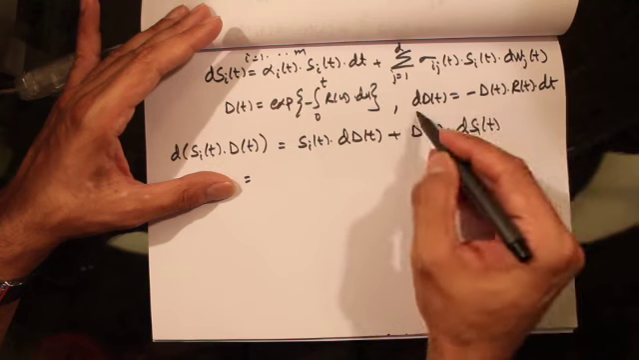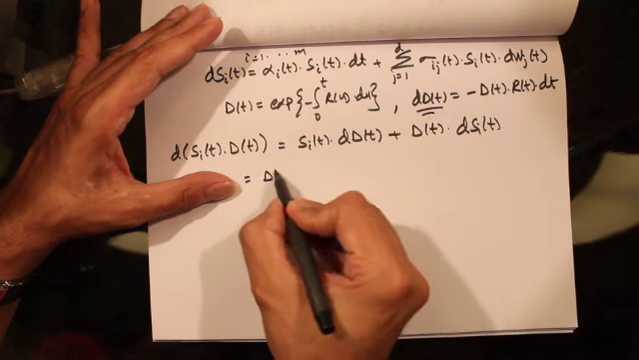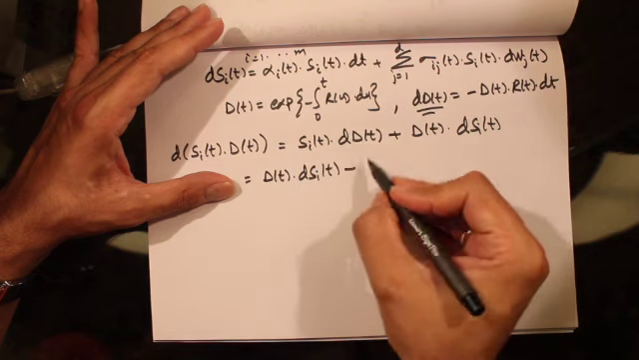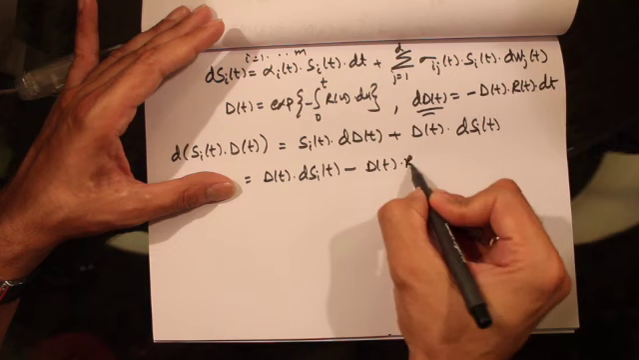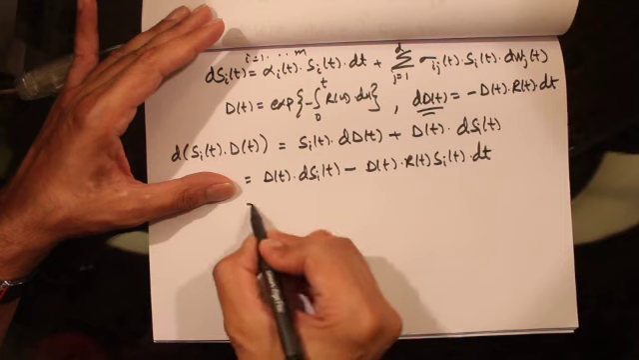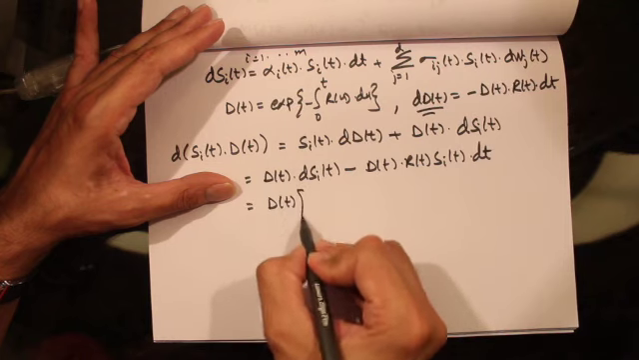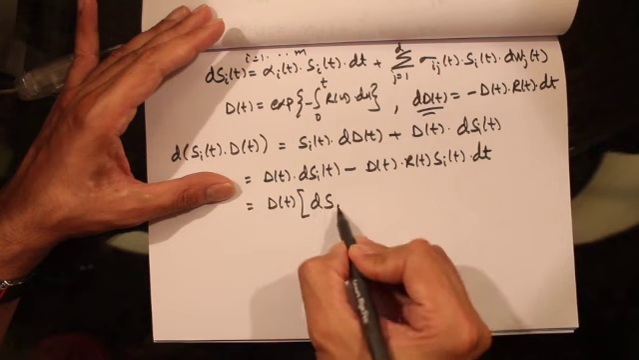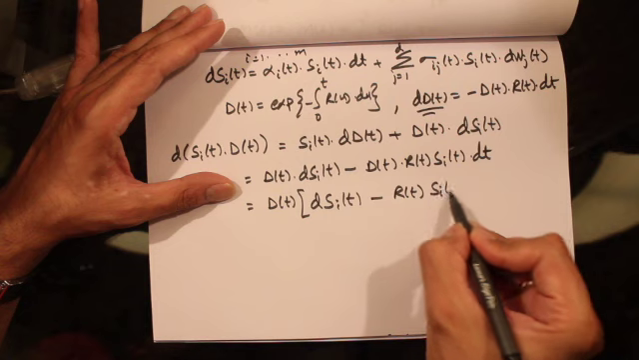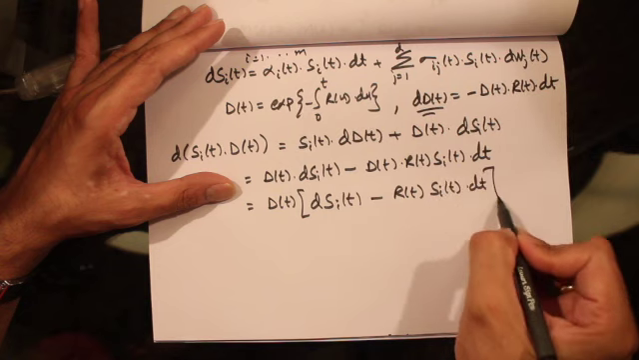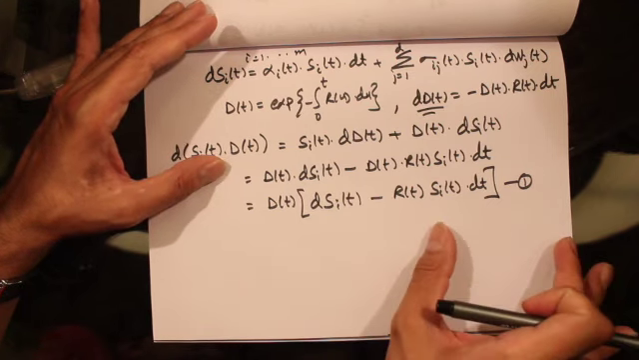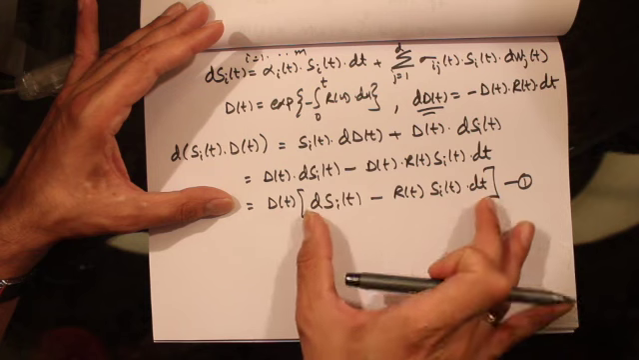Okay, so we're going to get this. And here we can substitute this value. So we'll get D(t) dS_i(t) minus D(t) R(t) S_i(t) dt. And here we can take D(t) outside the brackets: D(t) times (dS_i(t) minus R(t) S_i(t) dt). Okay, that's the first result we need to remember, and we're going to come back to it a little later in the lecture. We can solve this further.